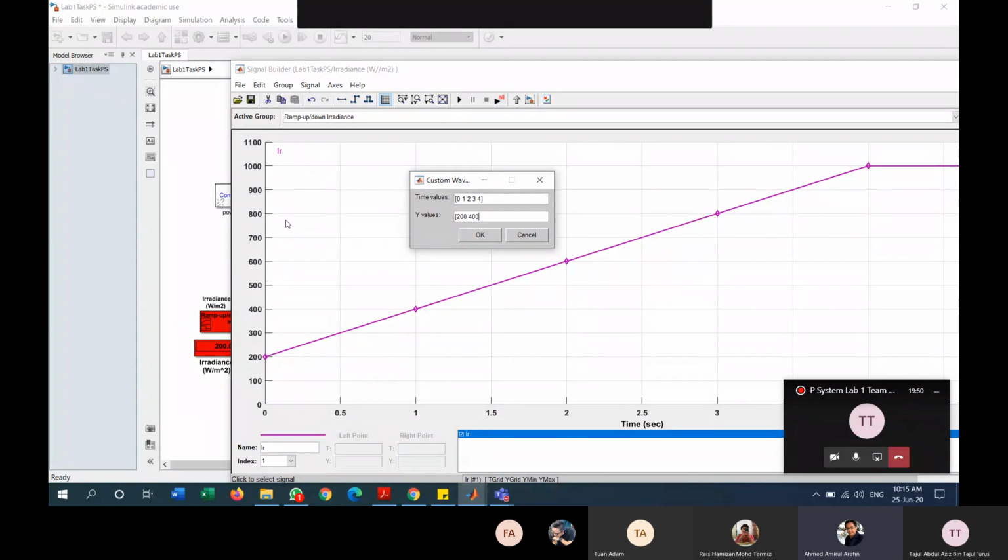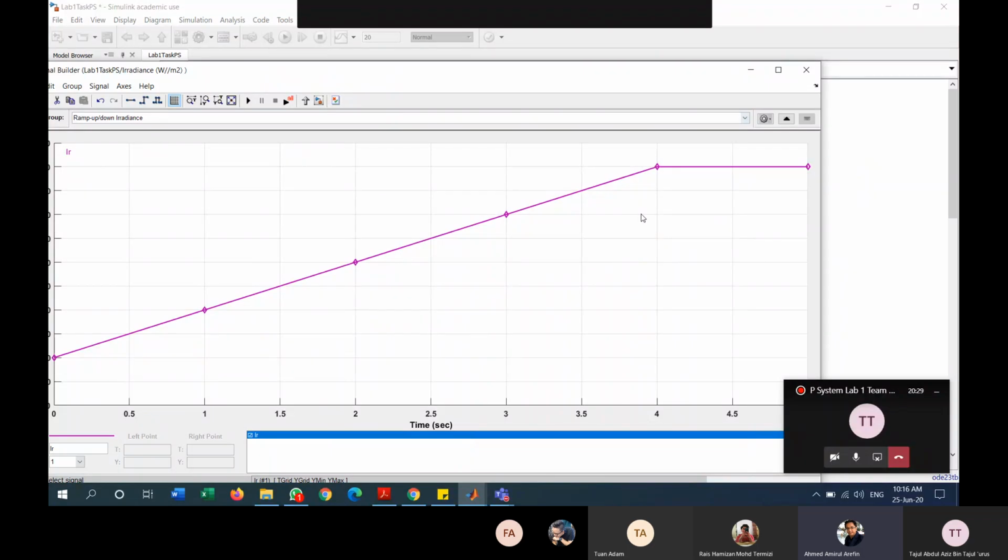200, 400, 600, 800 and 1000. Okay, so we have put in different irradiance values and you will see the similar curve. Like for 0 it is 200, for 1 it is 400, for 2 it is 600, for 3 it is 800 and last of all it is, sorry, 1000.